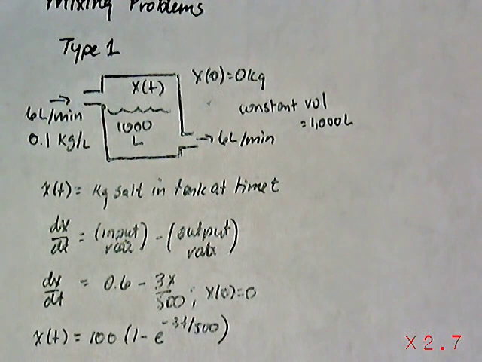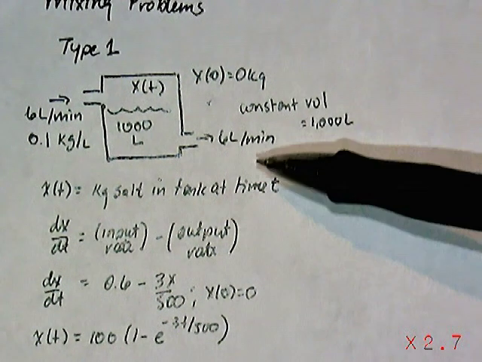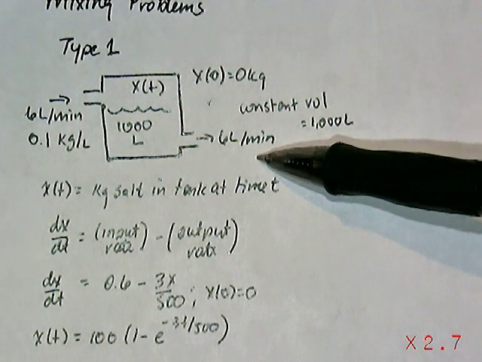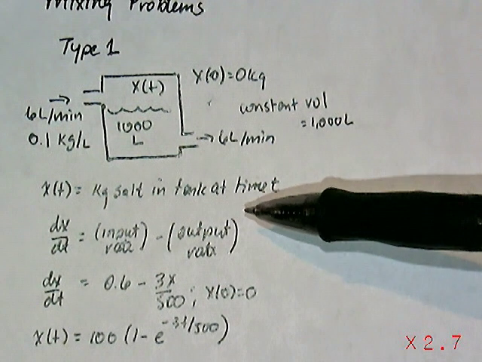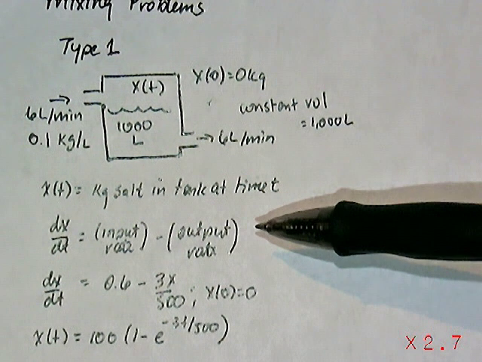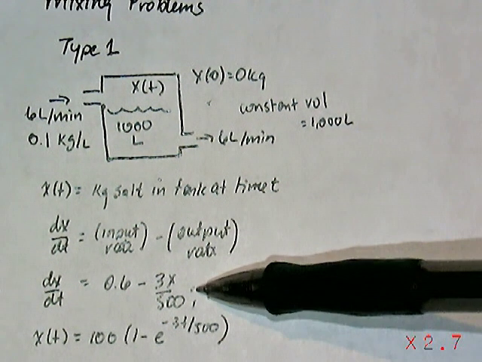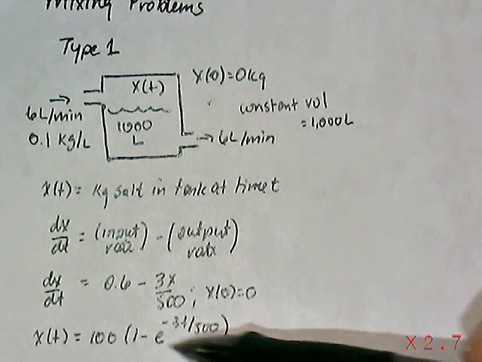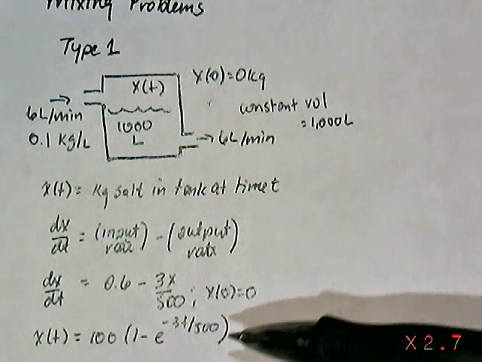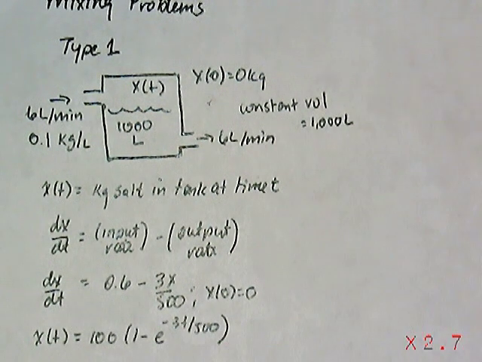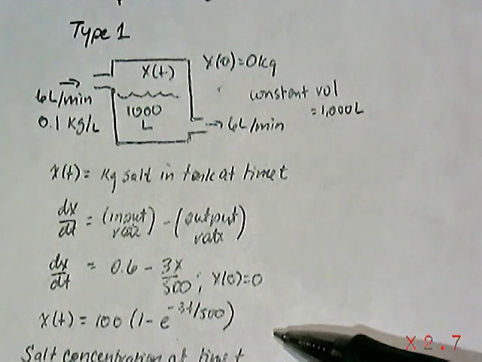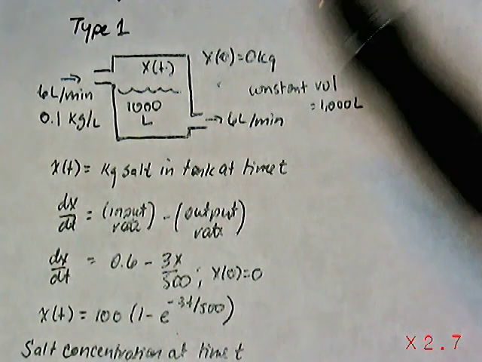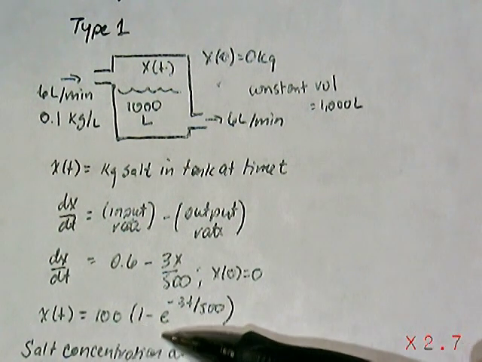By having done that, we can quickly arrive at the output term: the flow rate is 6 liters, and x of t over 1,000 represents the salt concentration, so we get the term 3x over 500. Solving this separable differential equation, we obtain a solution with an exponential form: x of t equals 100 times 1 minus e to the minus 3t over 500. That tells you the amount of salt in the tank at any time t.